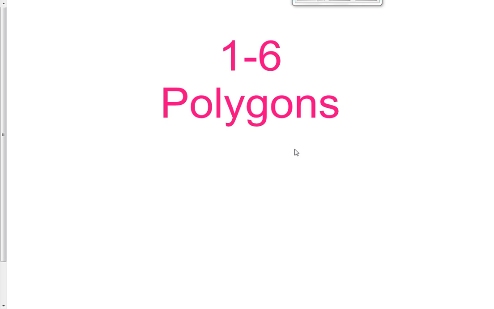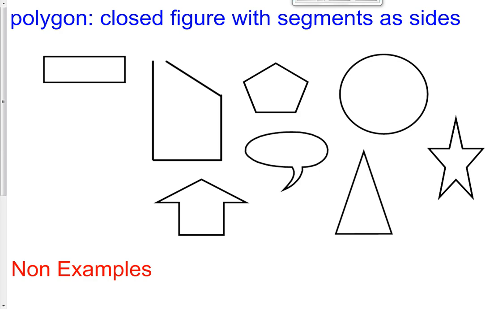We're talking about polygons today. Let's first define what a polygon is. A polygon is a closed figure with segments as sides. So we're just going to take a look here at some examples and some non-examples.